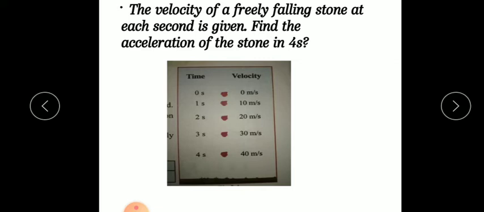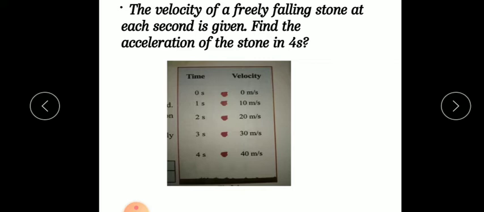See, one problem is given in your textbook. The velocity of a freely falling stone at each second is given. Find the acceleration of the stone in 4 seconds. So here the velocity of the freely falling stone is given and we have to find the acceleration of the stone in 4 seconds.